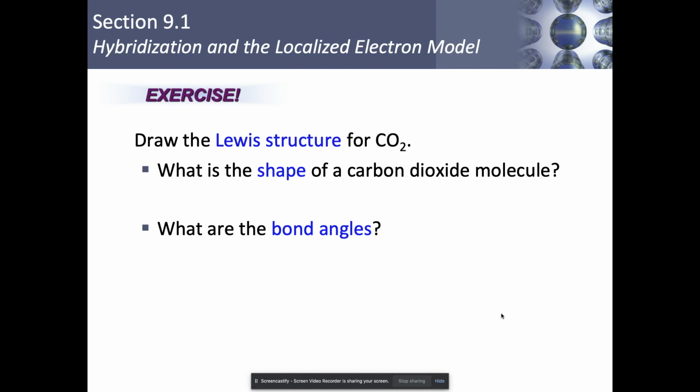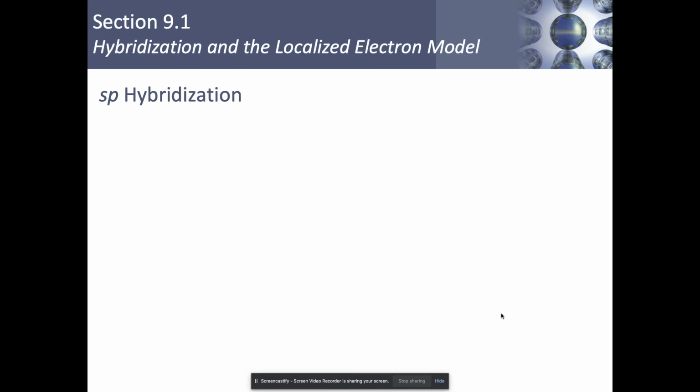All right, now let's do CO2. We know CO2 has a linear shape. We know its bond angle is 180 degrees. Again, we run into a problem: that doesn't explain the hybridization of carbon in this situation, right? It can't be sp3 because that would be tetrahedral. Can't be sp2, that would be trigonal planar. So what is actually going on?